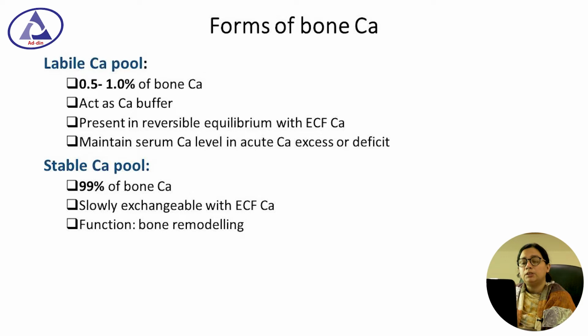As I have said before, this labile calcium pool maintains the blood calcium level, and it is always in a movable form from bone to blood and blood to bone, where it is actually needed. The stable calcium pool is the 99% of bone calcium, slowly exchangeable with extracellular fluid calcium. It is also exchangeable, but shows very slow exchange, and its function is bone remodeling.